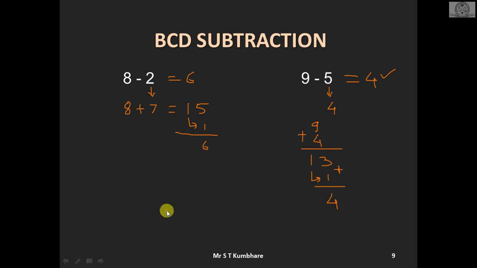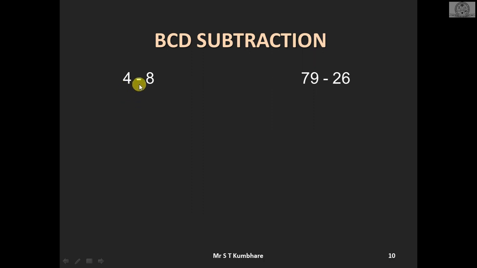Let's take another example. 4 minus 8. That is the reverse of that. How to do it? If I do this directly, I will get minus 4. But we'll do it with the ninth complement. So 4 minus 8. The ninth complement of 8 is 9 minus 8, which is 1. Now I will add this, 4 plus 1. So I will get 5, right?